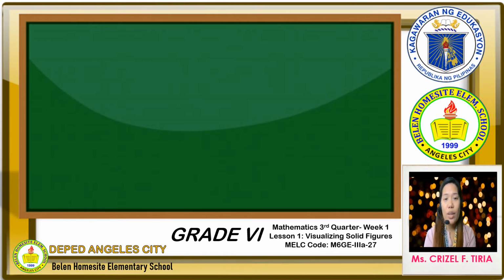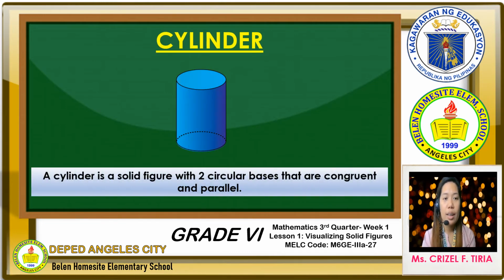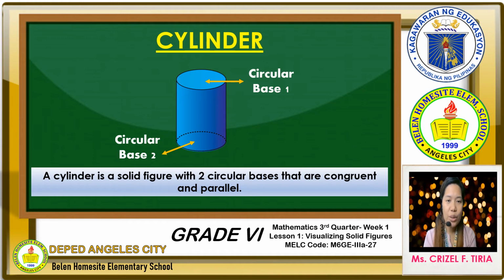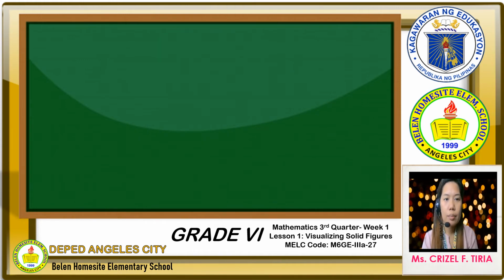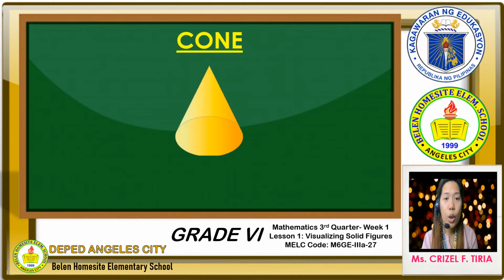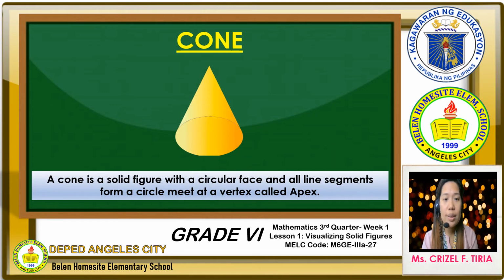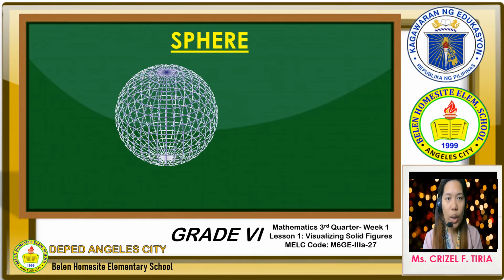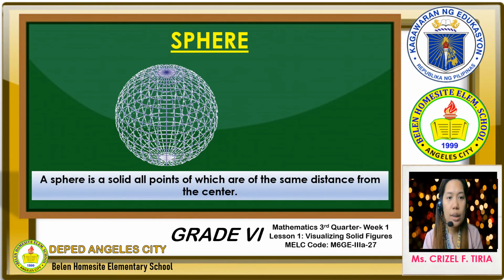We also have the cylinder. A cylinder is a solid figure with 2 circular bases that are congruent and parallel. Cone. A cone is a solid figure with a circular face, and all line segments from the circle meet at a vertex called the apex. Lastly, we have the sphere. A sphere is a solid all points of which are the same distance from the center.